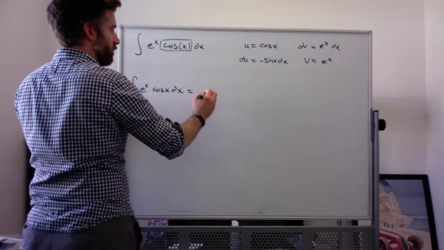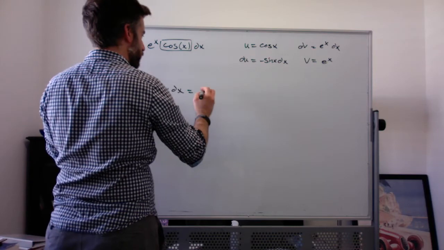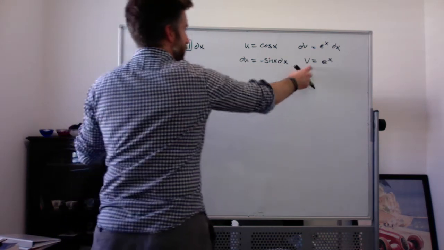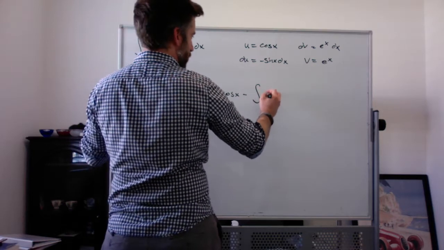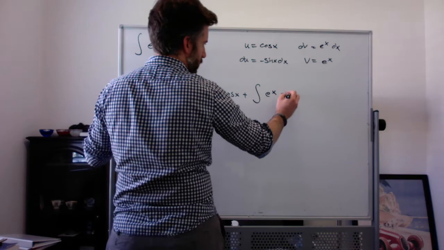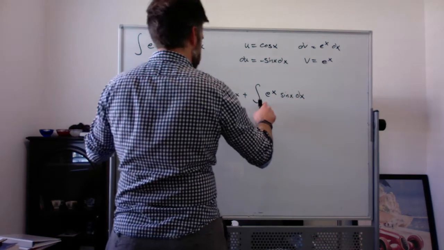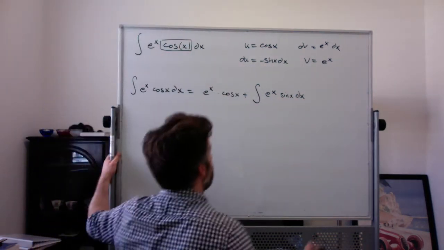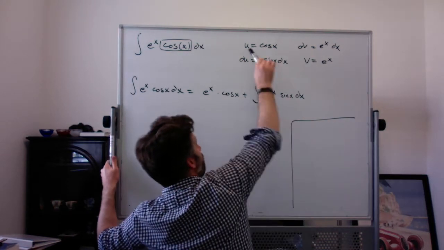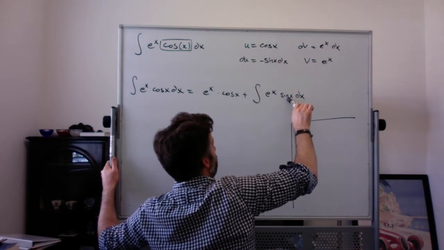dx equal to uv minus the integral of v du. That's going to be e to the x times negative sine of x. Let's just make it a plus here and a sine of x here. And now for this, we're going to do the same thing. Now here's where you have to make sure you make the same choice. If you let u be the trig function here, you have to let u be the trig function here.